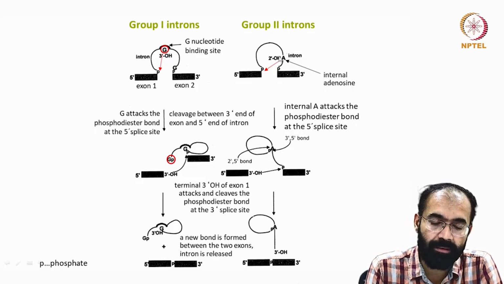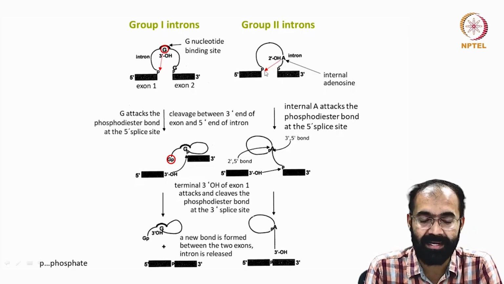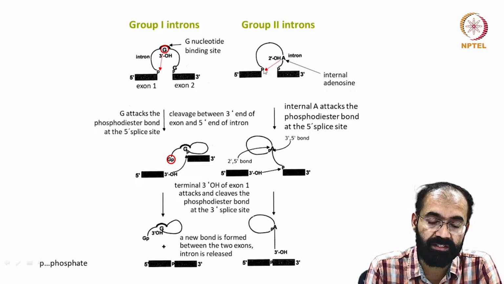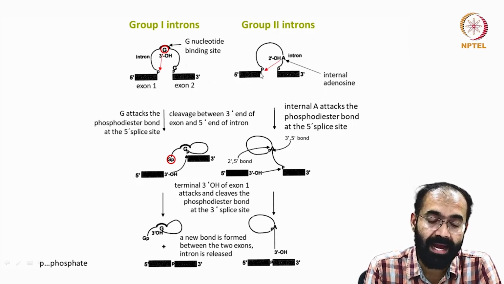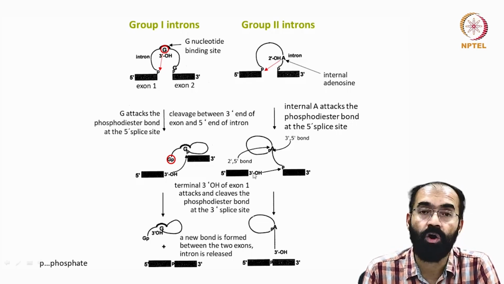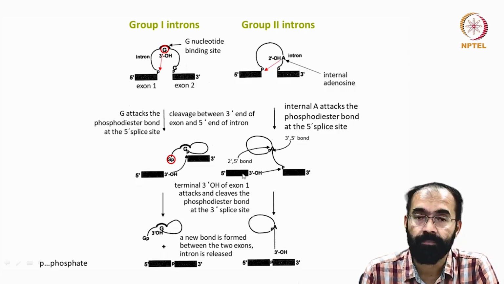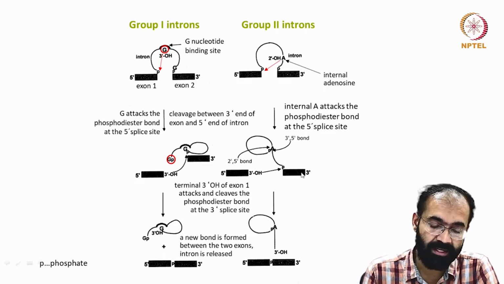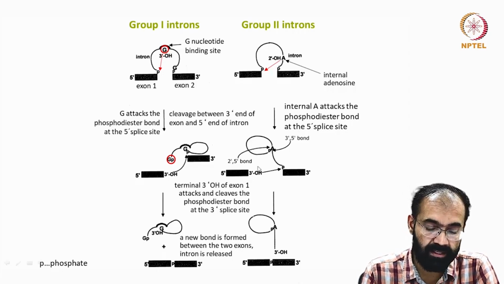So this 2' carbon's hydroxyl group participates in a similar nucleophilic attack onto the 5' end of this intron, releasing the 5' end of the intron from the exon and now freeing the 3' OH of exon 1. And this 3' OH undergoes a second nucleophilic attack onto the 5' end of exon 2, fusing or splicing exon 1 and exon 2, and you end up getting an intron lariat that will be released.